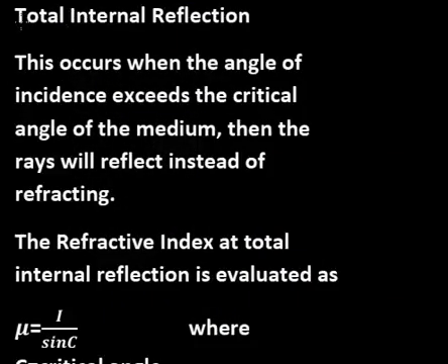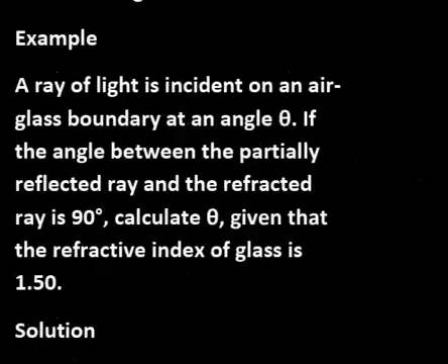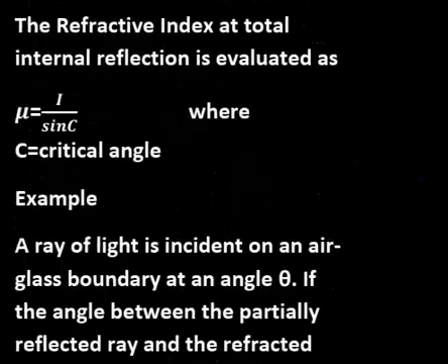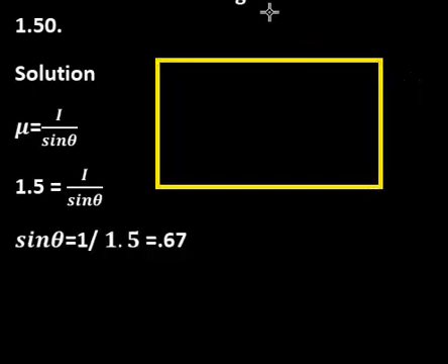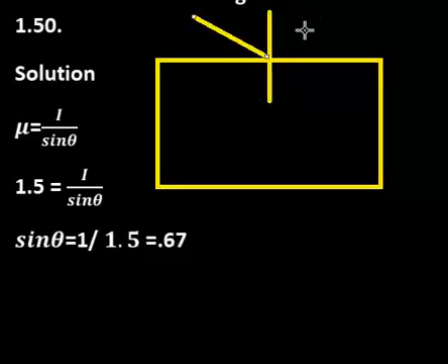Total internal reflection occurs when the angle of incidence exceeds the critical angle of a medium. I will explain this. You know very well that if we send a ray incident at the interface of two media, it will refract. This is already known.